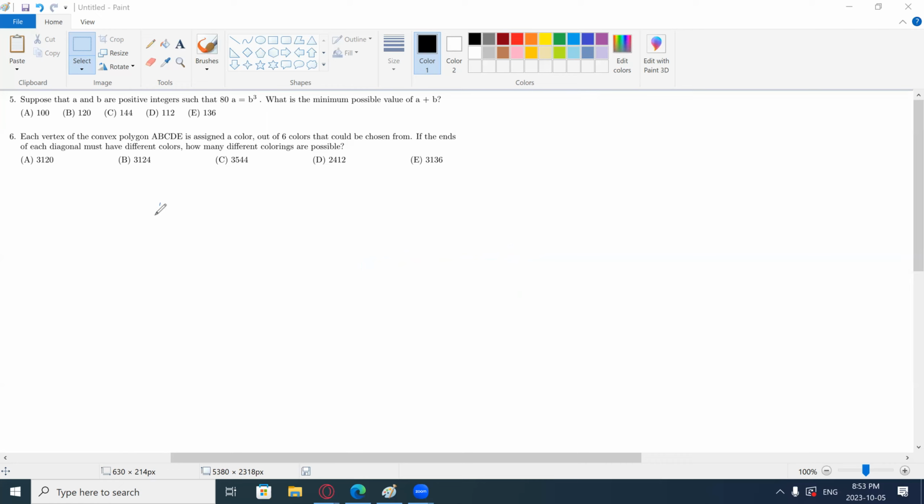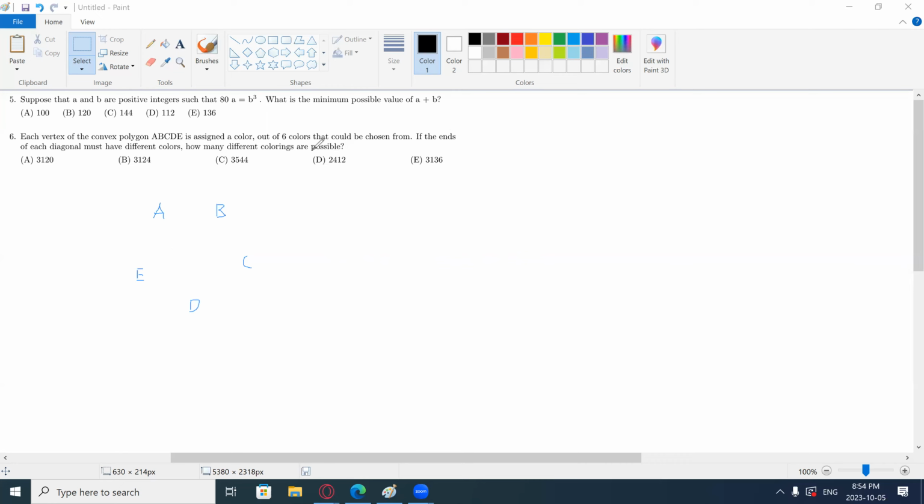Question 6 says, there's a convex polygon A, B, C, D, E, and each of these vertices is assigned a color. There are 6 colors to choose from, but there's a rule that says the ends of each diagonal must have different colors. Then how many different colorings are possible?